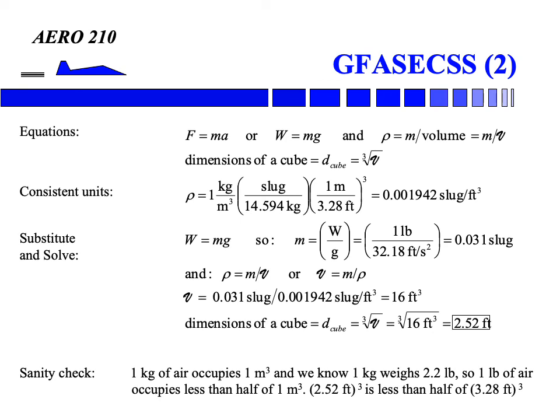Another thing we can do to sanity check our answer is to make sure the units came out right. And they did. We got a volume in cubic feet, we took the cube root of that, and we got the dimensions that we were looking for in our final answer in units of feet.